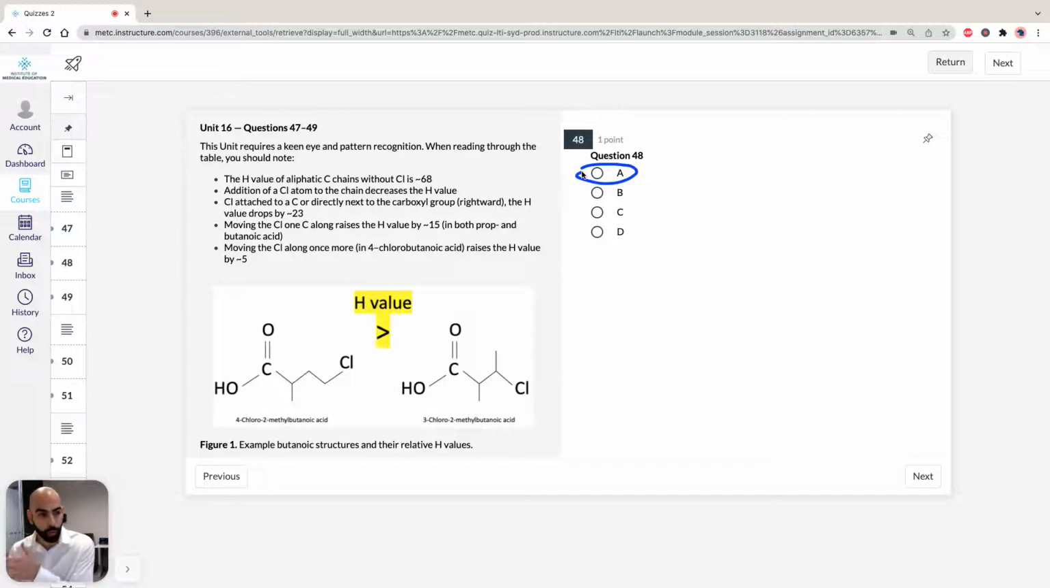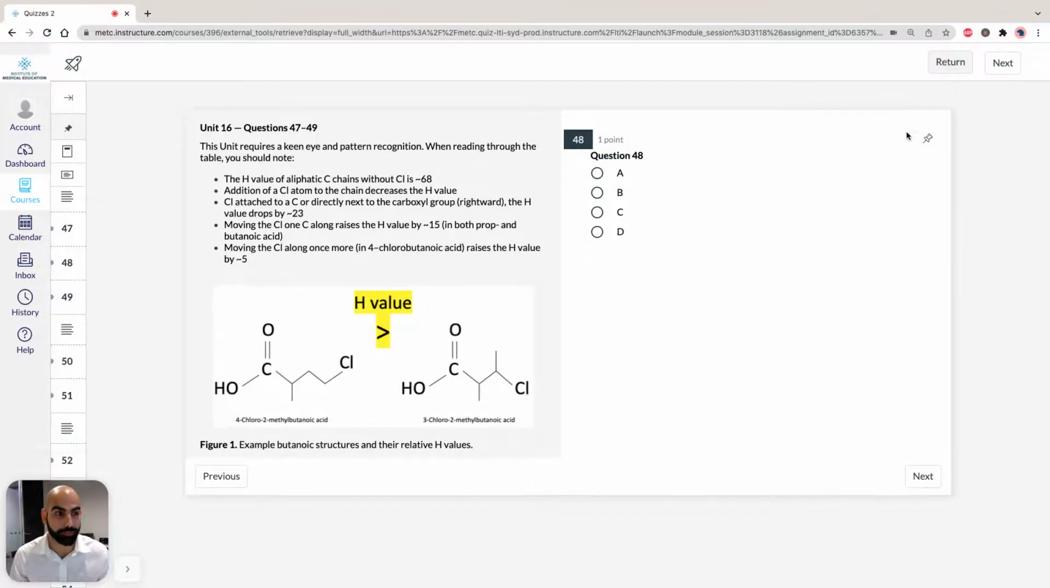If it were 4-chloropentanoic acid or 4-chlorohexanoic acid, it's the same idea, but it's not about the length of the carbon chain. It's about the distance from the carboxylic acid. So if we had a 4-chloropentanoic or 4-chlorohexanoic or 5-chlorohexanoic, the value is going to be greater than 60. The value for 5-chlorohexanoic is going to be greater than 4-chlorohexanoic, which is greater than 3-chlorohexanoic, or pentanoic in this instance. So that's why the answer for 48 is A.